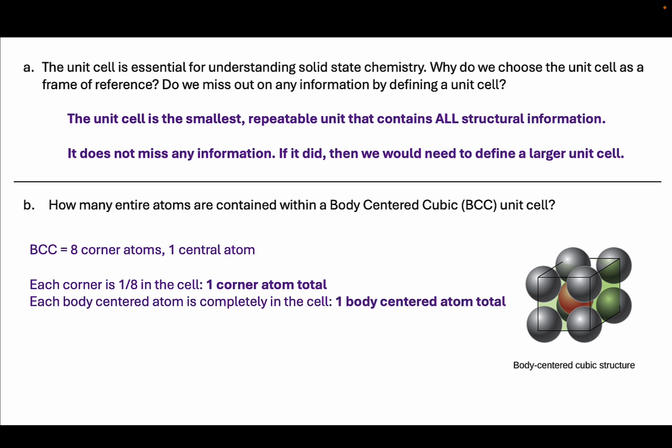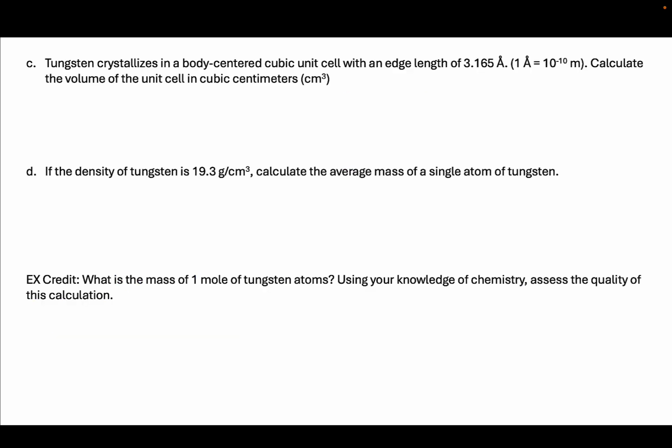There is also the body-centered atom, and that one completely belongs to this cell. It's in the center of the cell, and it's completely within this cubic cell definition. So that means there is 1 body-centered atom inside of the cell. This means that there are 2 atoms within the body-centered cubic unit cell, and that's a really important thing to keep in mind for considering anything about density or unit cell volume moving forward.